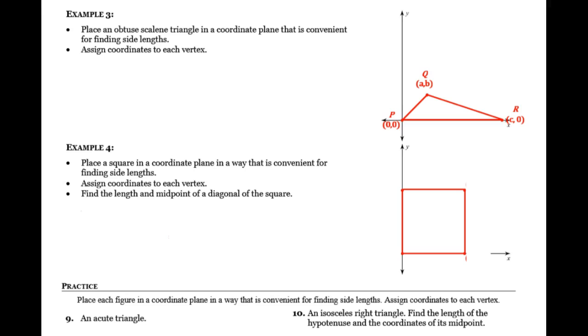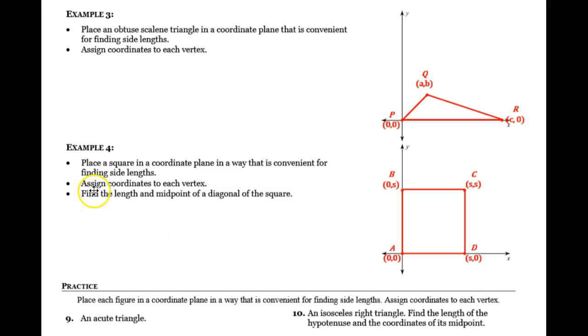Now let's apply some math to that. In example 4, I'm supposed to find a square. And the same thing, I'm going to give it some arbitrary points. But remember with the square, all of our sides are the same length. So if I start at 0, 0 and go up S, then I'm going to have to go over S. And then this side would also be a length of S. So all of my sides have a length of S.